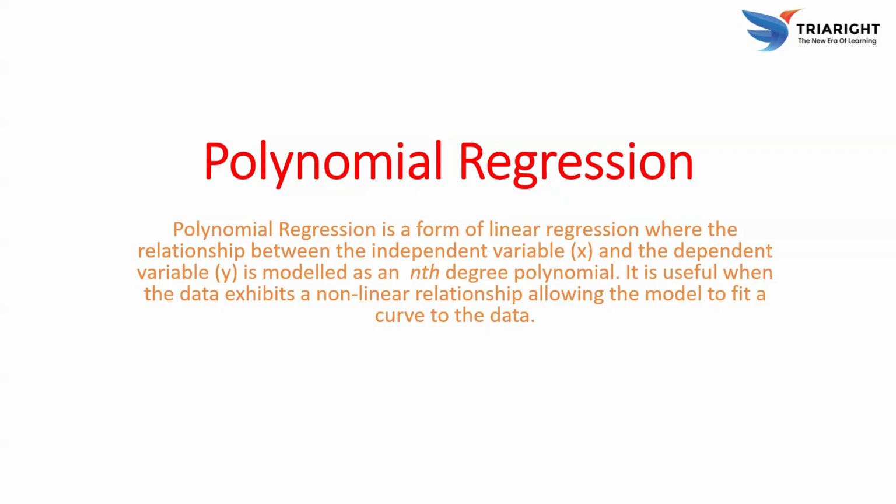In simple linear regression, the relationship is a straight line, represented by the equation y equals ax plus b, or y equals beta 0 plus beta 1 x plus e. In polynomial regression, we introduce higher order terms of the independent variable. For example, in second degree quadratic polynomial regression, the number of terms increases.